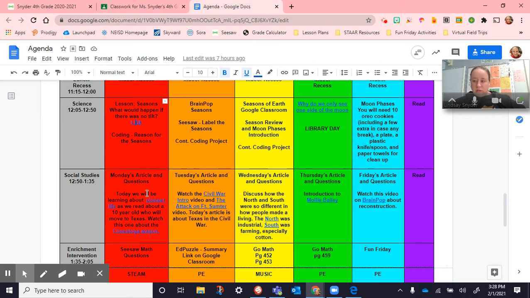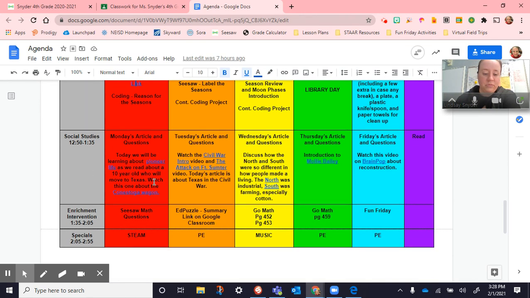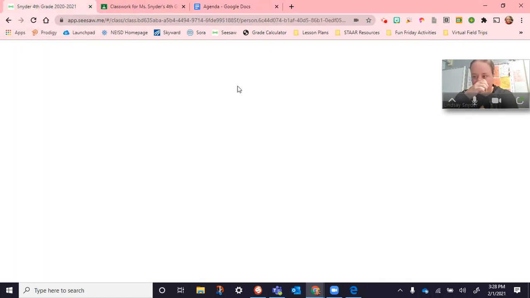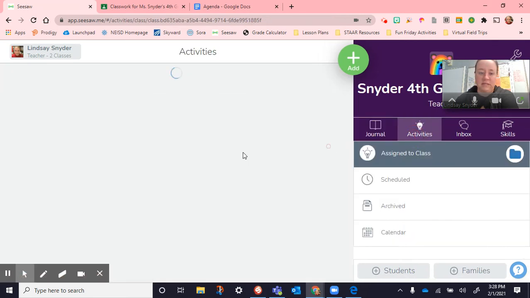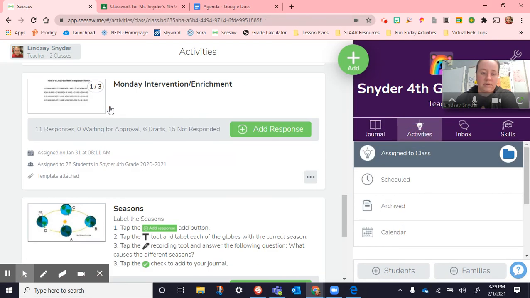And so the article was all about a 10-year-old boy's experience as his family is moving. So you kind of get his point of view about how things were, and thinking what that would be like as you're traveling, and there's no McDonald's, or what if you have to go to the bathroom, and just all of that. So how different things were. And so then in our intervention time, we did some questions that were in Seesaw. So if you go to your activities, there's one down here called Monday Intervention Enrichment. So we did that.